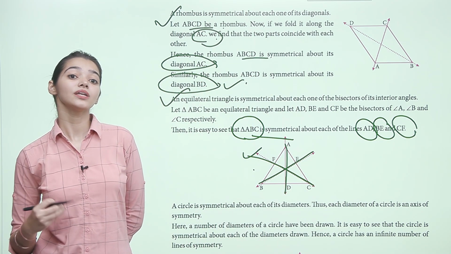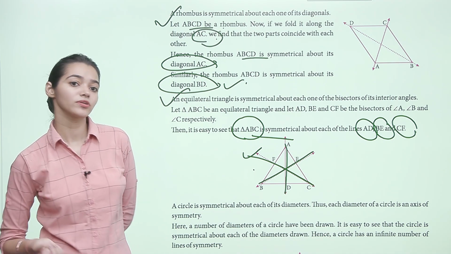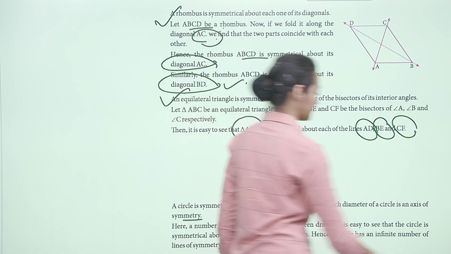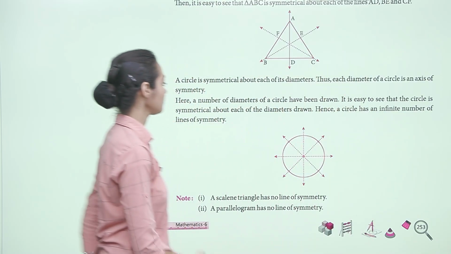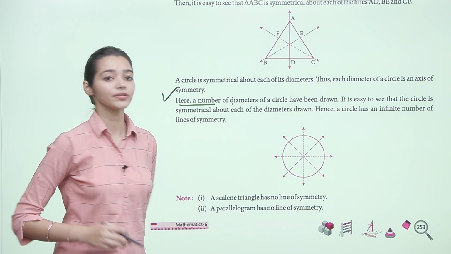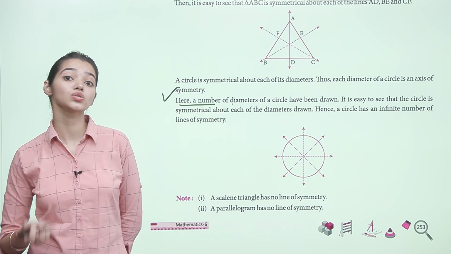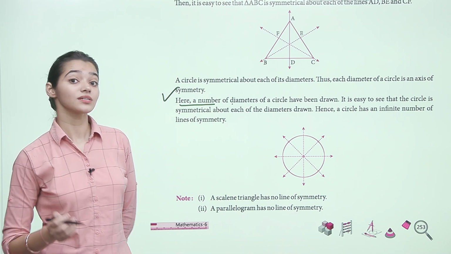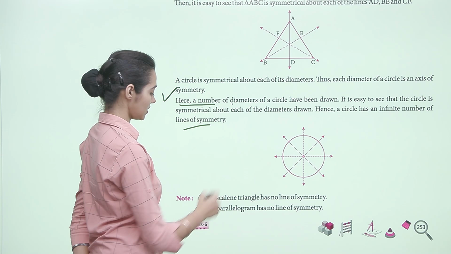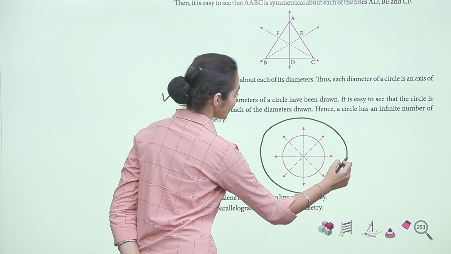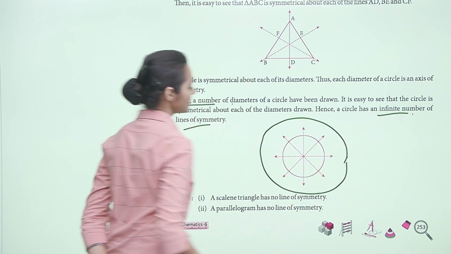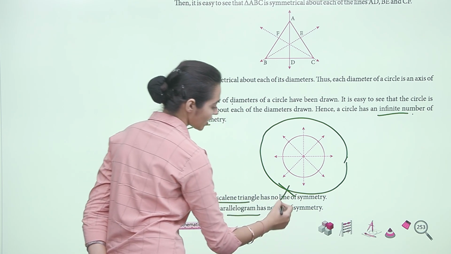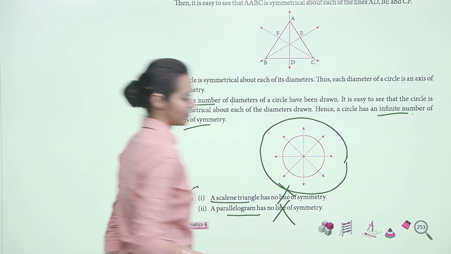Now a circle is symmetrical about each of its diameters, and each diameter of a circle is an axis of symmetry. Here a number of diameters of the circle have been drawn. It is easy to see that a circle is symmetrical about each of the diameters drawn. Hence a circle has infinite lines of symmetry. Always remember, a scalene triangle has no line of symmetry, and a parallelogram also has no line of symmetry.